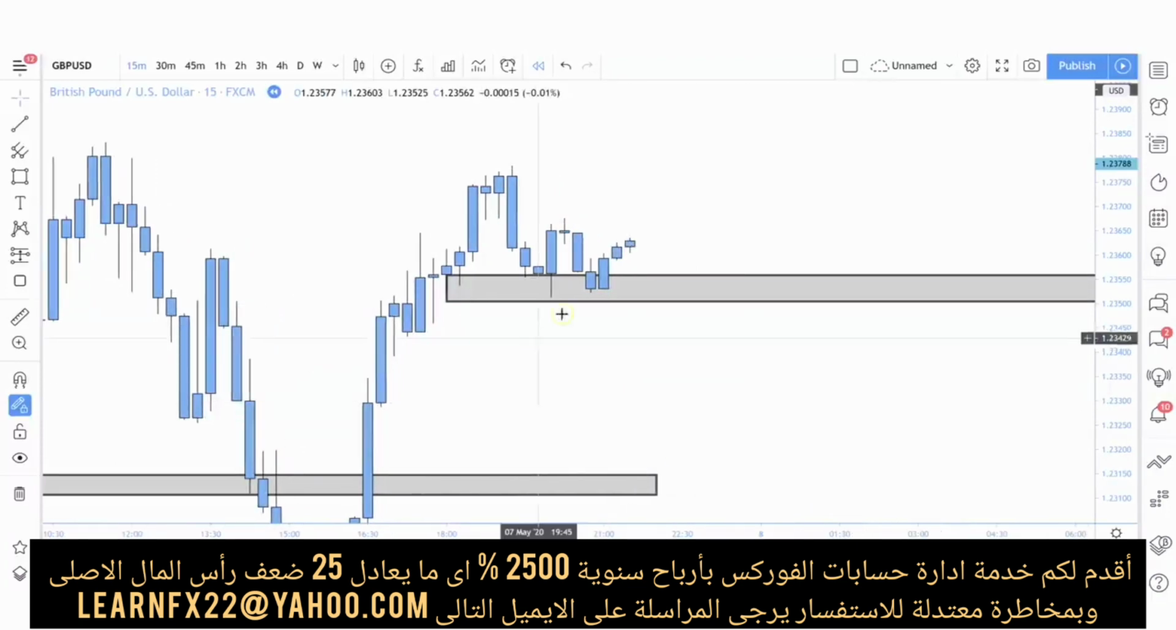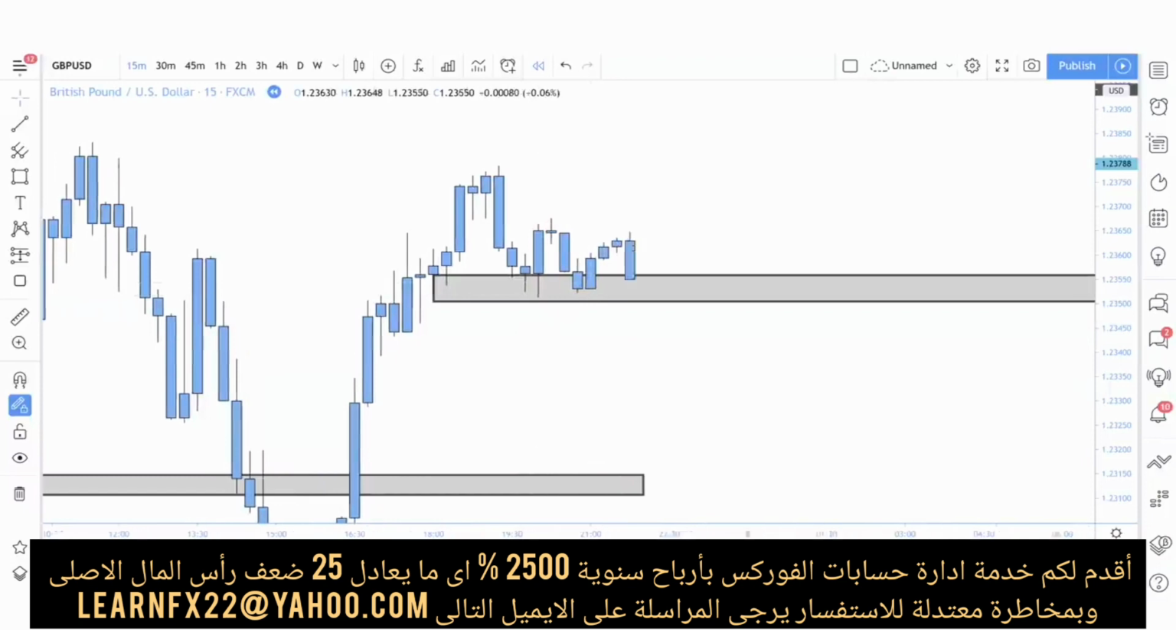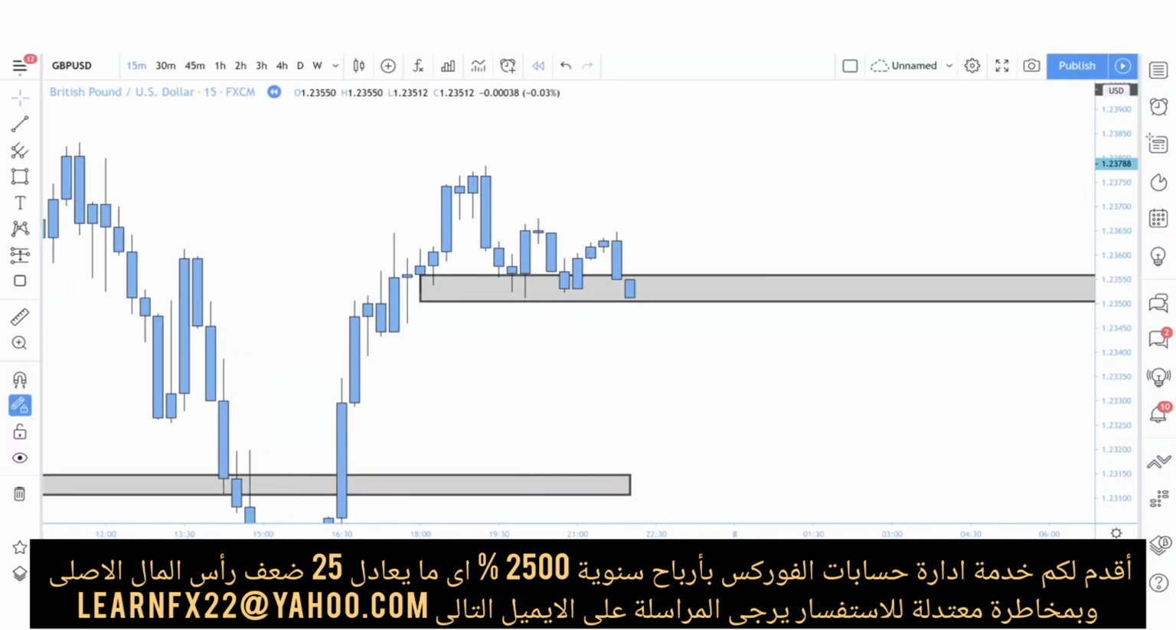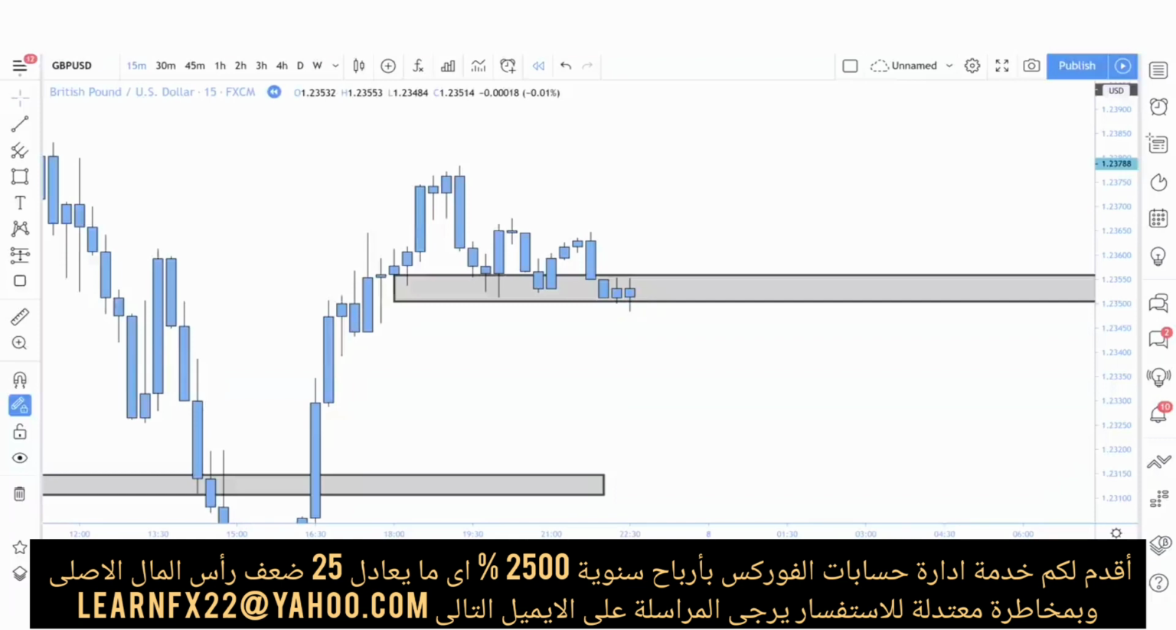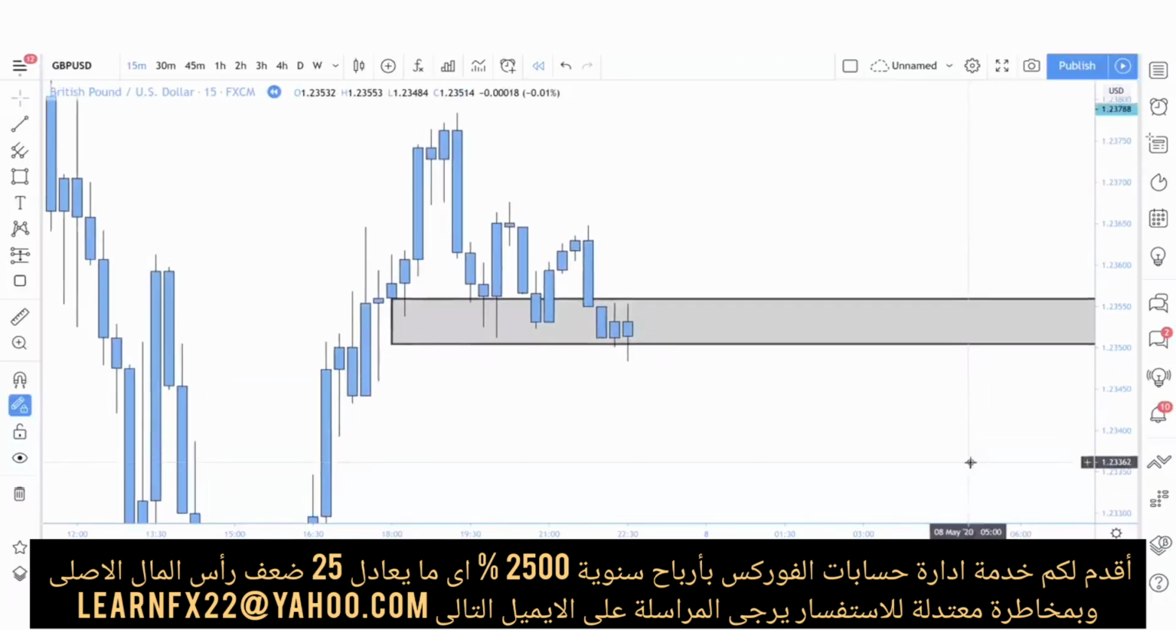We can see that a level was created. Price is now respecting that level. And what we need to be doing is looking for a tradable opportunity with those wick rejections or strong candles to the upside. So we have a nice wick rejection here. We can see price attempted to break this structure, failed, closed back into this key level.